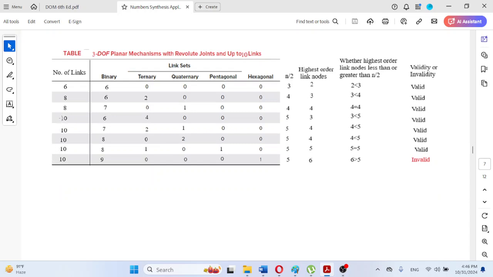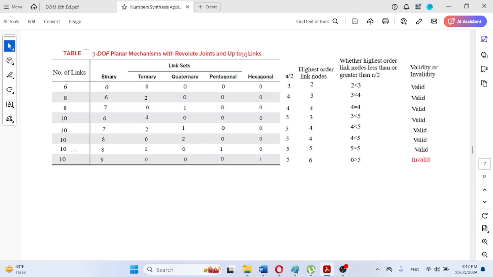After that, there are 5 sets for 10 links. The first set is 6 binary links and 4 ternary. Here the highest order link is the ternary link, which has 3 nodes, and as we can observe 3 is less than 5, so this is a valid set. In a similar manner, in the second set the highest order link is the quaternary link, which has 4 nodes, and 4 is also less than 5, so this is also a valid set. In the third set, the highest order link is also quaternary, which has 4 nodes, so 4 is less than 5, so this is also a valid set.